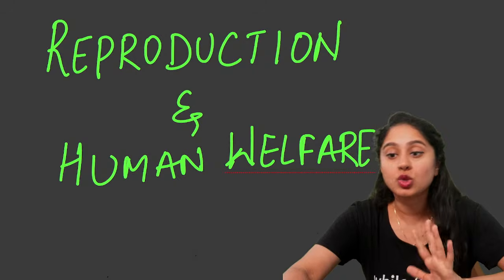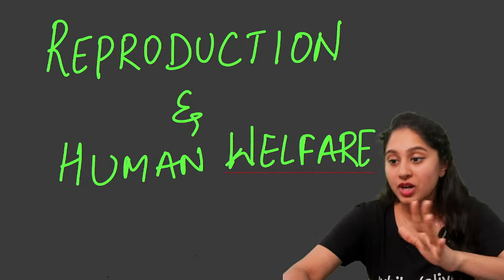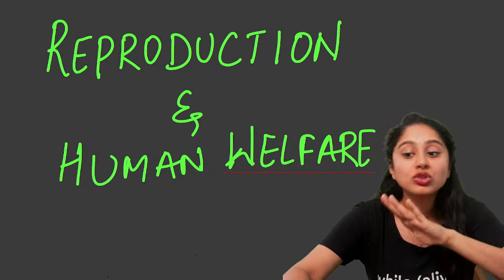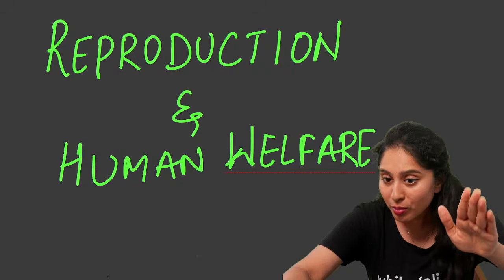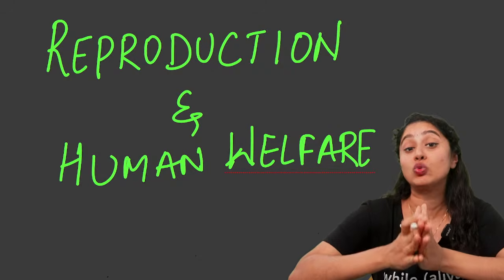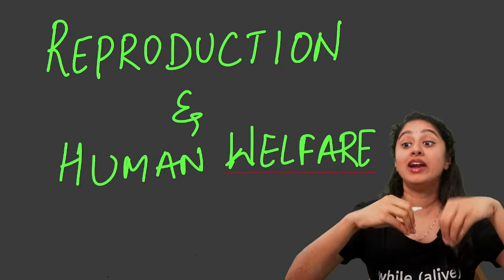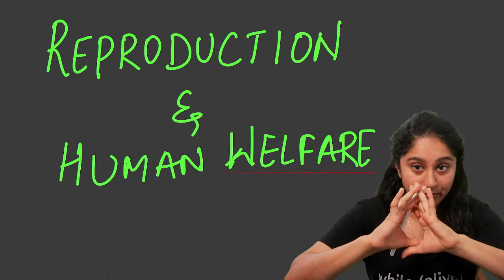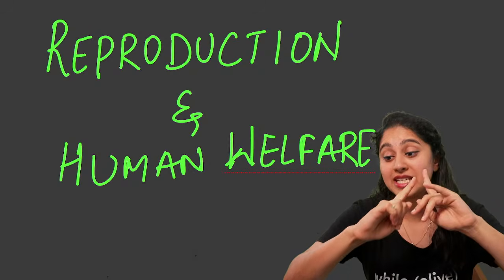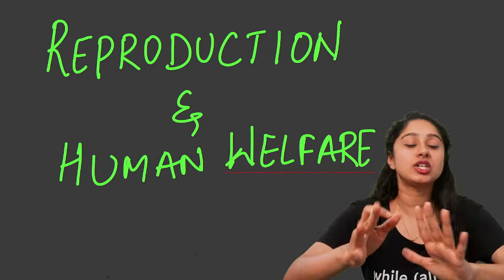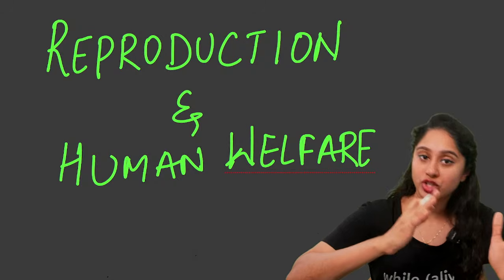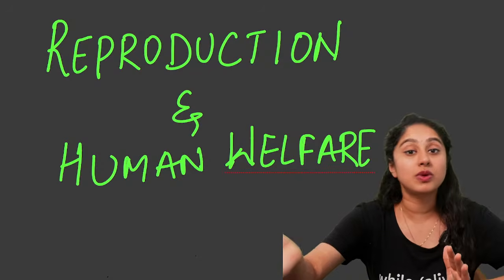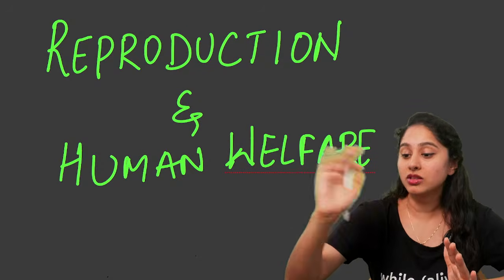Today I am so happy to be doing two very important units for our exam. Firstly we're going to do reproduction, and second we're going to do human welfare. Both of these units are super important and are going to add a lot of marks to your entire exam. If you look at the entire NEET paper, reproduction has 3 chapters, one of which is botany, sexual reproduction in plants, and the other 2, reproduction in humans as well as reproductive health, come under the zoology section.